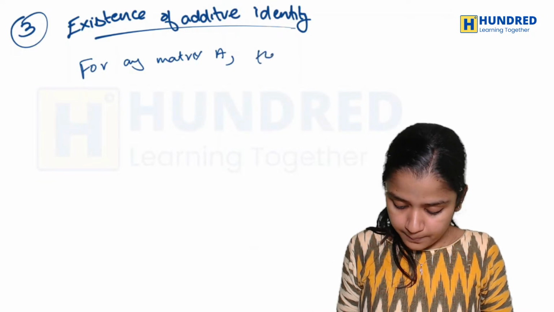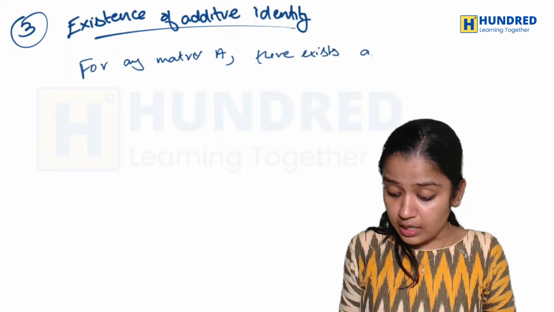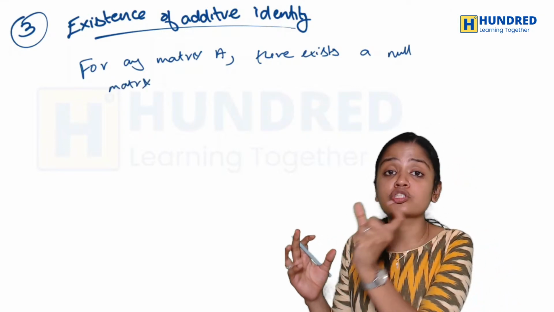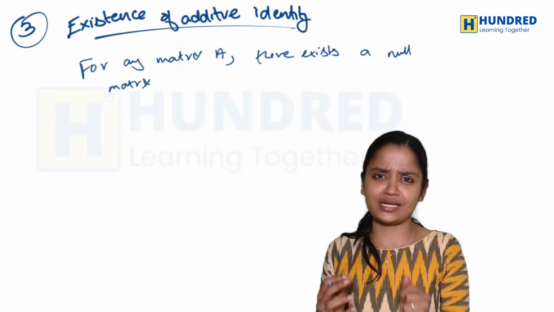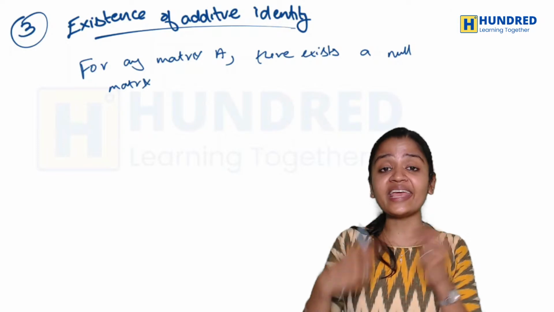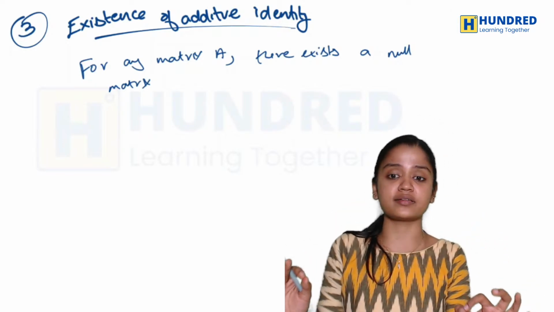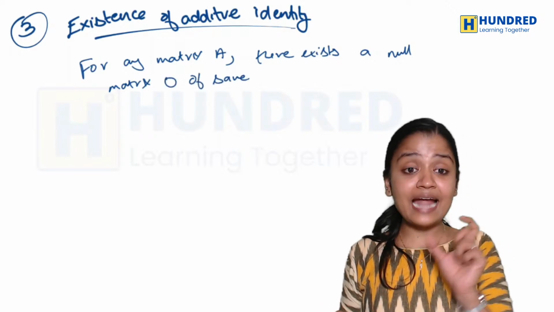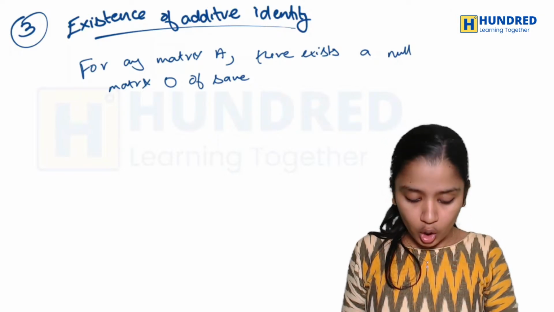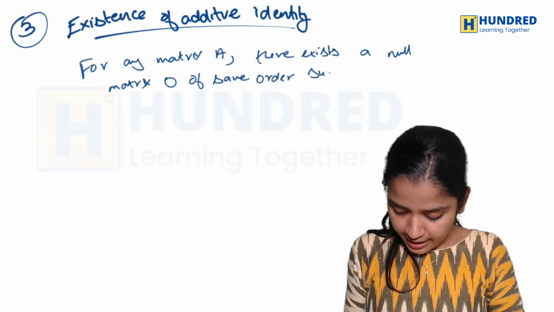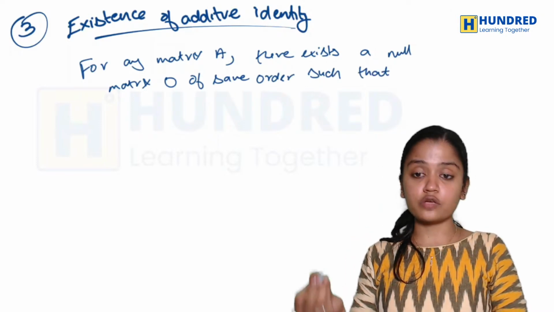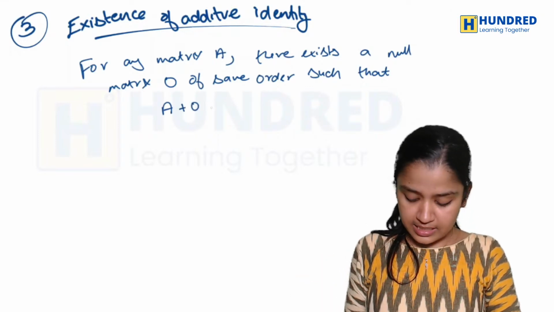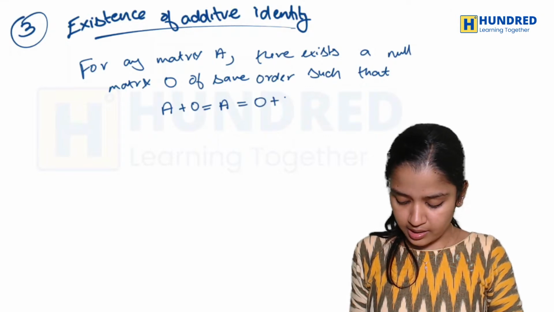a null matrix. So for any matrix A, you will be having a matrix called null matrix. If you don't know what is null matrix, please go check the previous video. I have clearly explained about all the types of matrices. So null matrix 0 of the same order, that is really important, such that A plus 0, A plus null matrix, is equal to A, that is equal to 0 plus A.